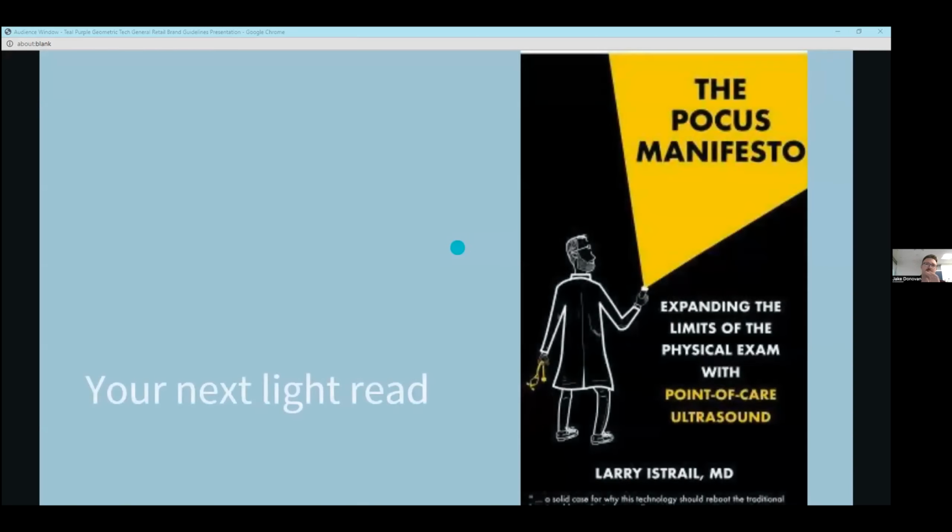The last thing I just wanted to mention, because I know being an ultrasound interest group, you all love reading about ultrasound in your spare time. I came across this book a couple of months ago, which I'm not sure if any of you have seen, called The POCUS Manifesto by Dr. Larry Israel. And he really presents an argument for why you should use POCUS for the evaluation of lungs especially, but he does include other scanning areas as well. He presents it really well, presents the evidence, the sensitivity, specificities for individual exams really well. And I highly recommend it if you're looking for your next holiday read.